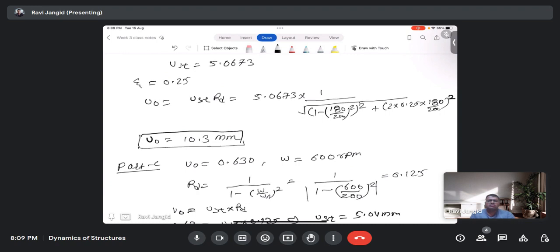So how to calculate? There is some 13th, 14th question for a harmonic force, absolute amplitude. Absolute means what? It should not have any sign convention. That is the meaning. Steady state only we have to take. Yes, absolute means that only.